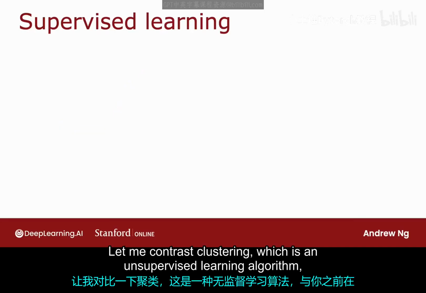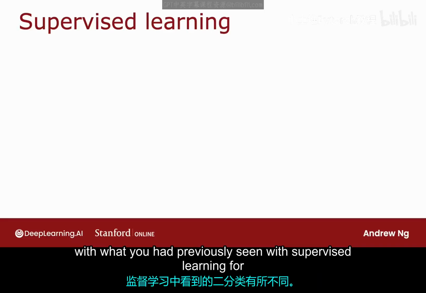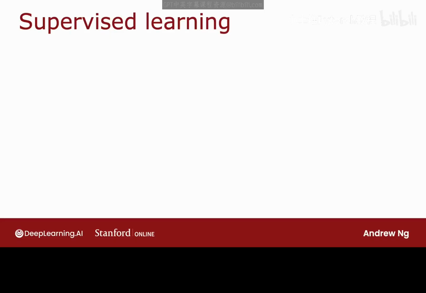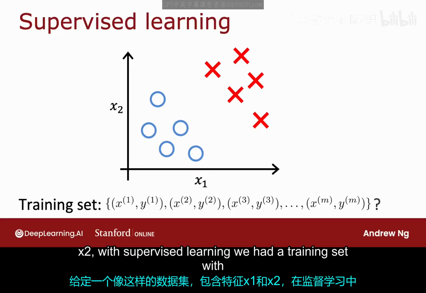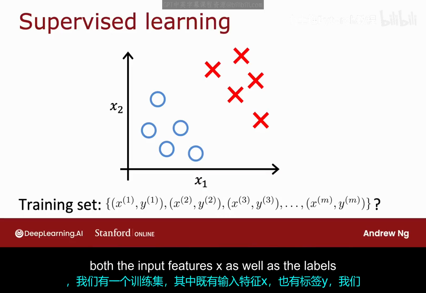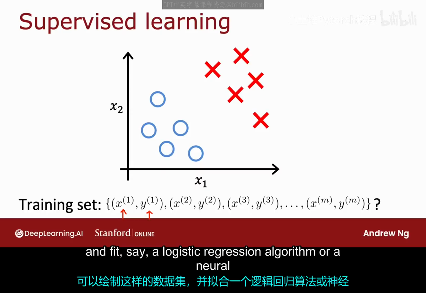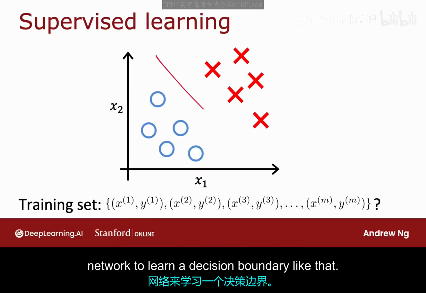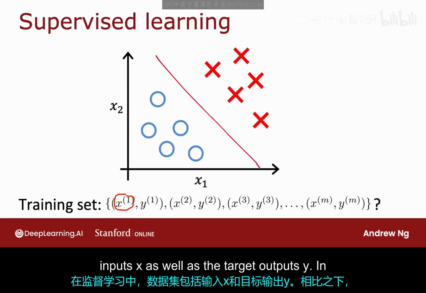Let me contrast clustering, which is an unsupervised learning algorithm, with what you had previously seen with supervised learning for binary classification. Given a data set like this with features x1 and x2, with supervised learning, we had a training set with both the input features x as well as the labels y. And we could plot a data set like this and fit, say, a logistic regression algorithm or a neural network to learn a decision boundary like that. And in supervised learning, the data set included both the inputs x as well as the target outputs y.